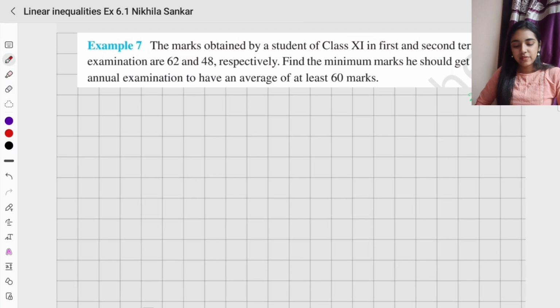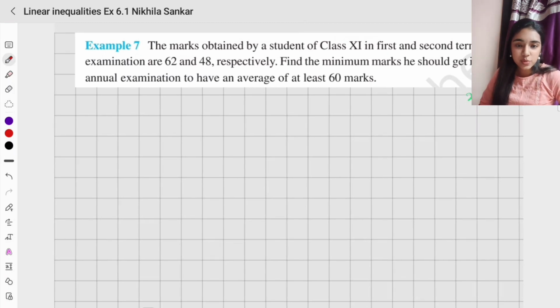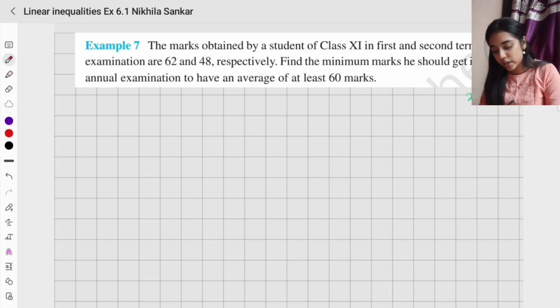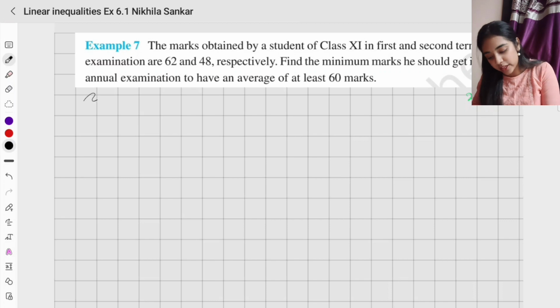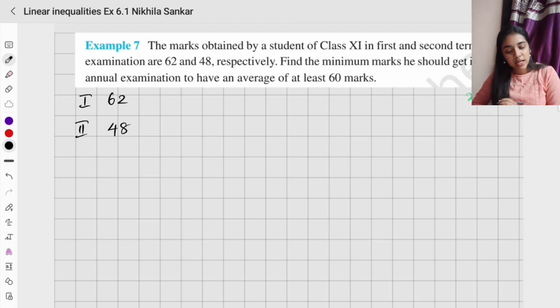Example 7. Even in your equations you have such questions. They give questions like this, where you have to frame the equation, so you also have an inequality. You have to understand the question very very carefully. You have to make sure if it is a less than symbol or a greater than symbol. This is very very important. Now what is given? The marks obtained by a student of class 11 in the first and the second terminal exams are 62 and 48. So 62 in the first exam, 48 in the second exam. Find the minimum marks he should get in the annual exam.